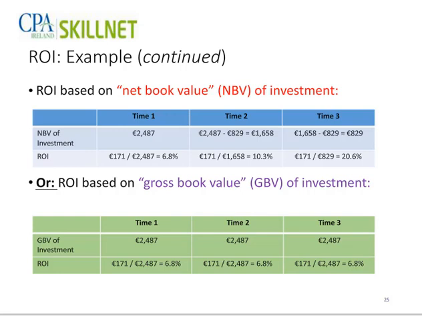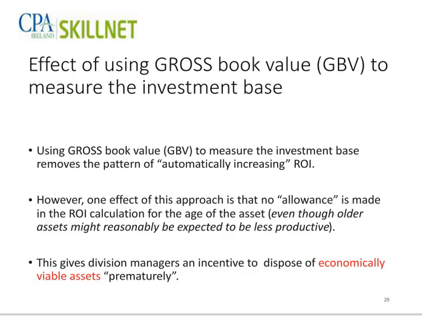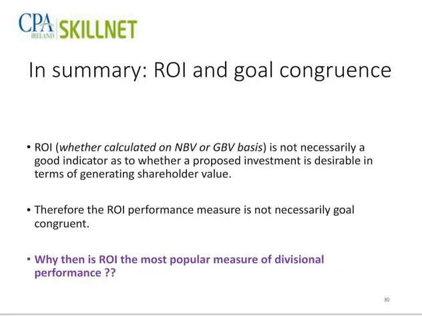In particular, it has the problem that no allowance is made for the age of the asset, even though realistically an asset which is a couple of years old might be expected to be less productive and less profitable. And therefore, the manager has an incentive to dispose of an asset, even if it's economically reasonably viable, at quite an early stage in its life. Because once its productivity diminishes even a little bit, there's nothing to be gained by retaining it, given that its book value is still retained at its original or purchase price in the ROI calculation.